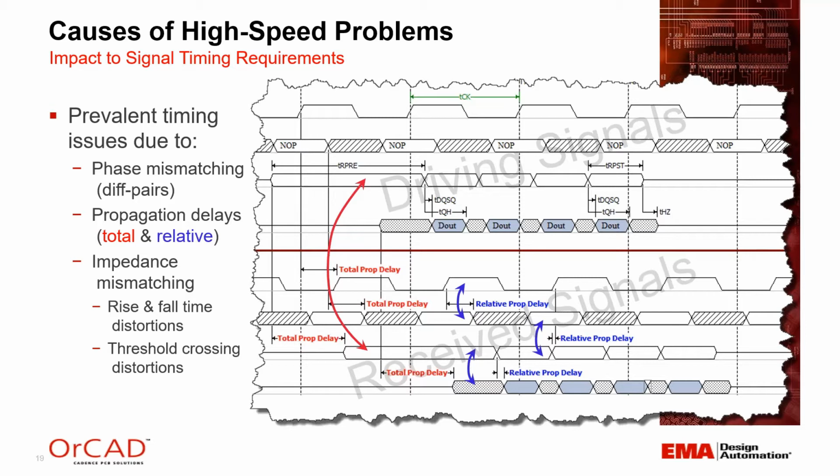Phase mismatching can also affect this on differential signals, where your complement signal is not exactly in phase with the incident signal. What that typically results in is distortion of the clock crossing threshold, where data is typically latched and timed, and usually causes distortions and therefore major timing issues.